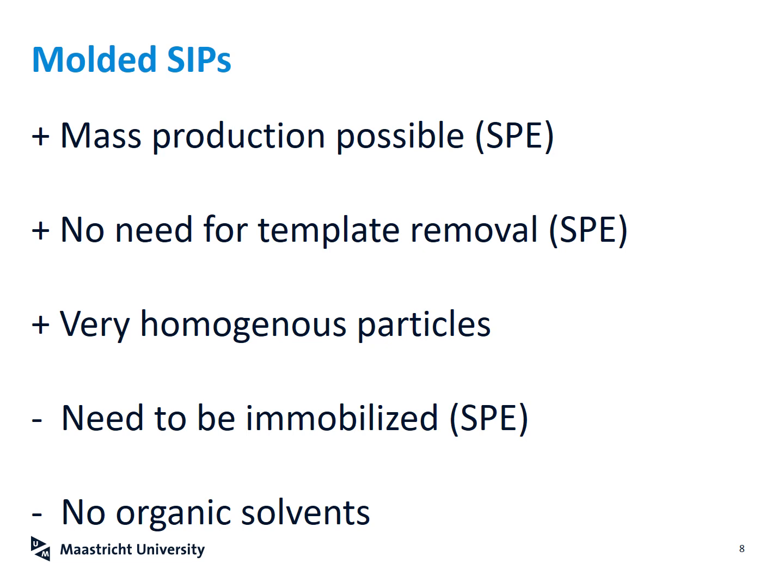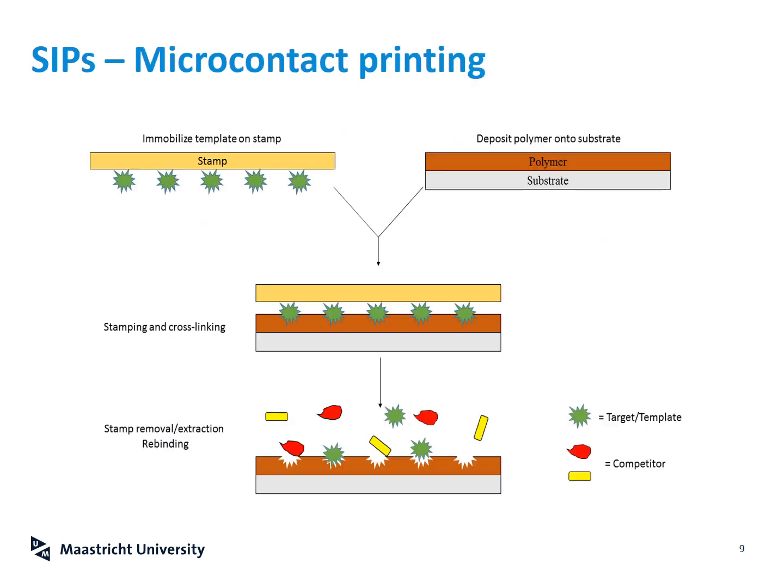The disadvantage is that you need to be able to immobilize your target onto the SPE column, and you can't use organic solvents, which is a very big disadvantage because usually polymers are made in organic solvents. Now, if you want to do that, there is a solution, and that's our third main route to make surface imprinted polymers. This is what we call micro contact printing. And this is the approach that we have the most experience with in our lab.